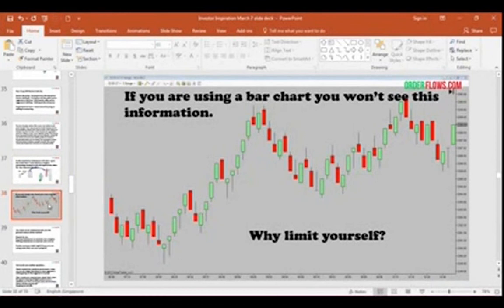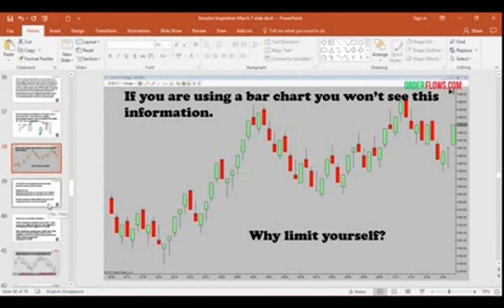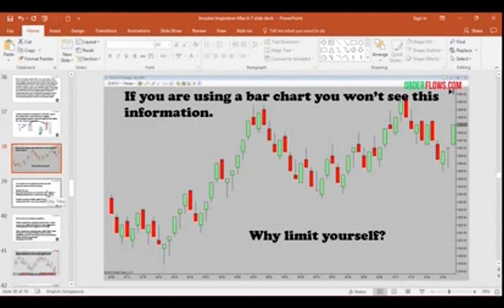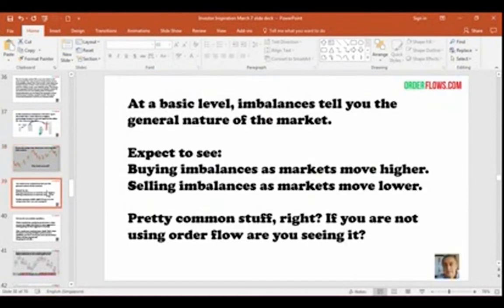Now, if you're just looking at a normal bar chart, this is a candlestick chart. People used to always say, oh, candlesticks are order flow. Not really. But why limit yourself to this when you could have all this other information? It's just tools. It's not some fancy holy grail green light trading system. It's tools. As a trader, you have to make the decisions. Do you buy or do you sell?